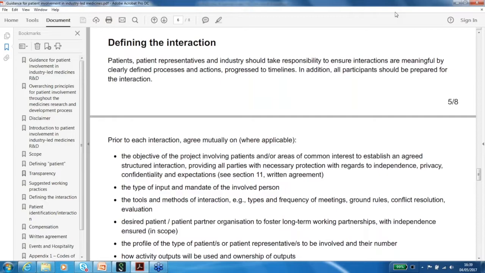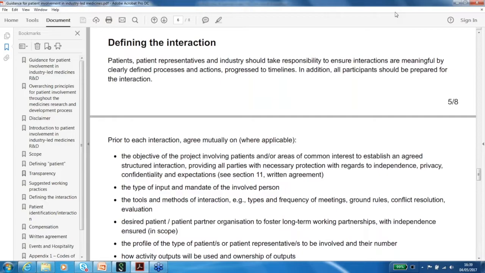Okay, happy to. So the next section I'm going to cover is defining the interaction. As you'll see here on the screen, there's a bulleted list of things that you need to consider prior to each interaction. These are basically the objective of the interaction, what the input is and the mandate, as I mentioned previously, the tools and the methods, and what the patient profile is. When I say patient profile, I mean what sort of patient are you trying to engage? Would it be a patient representative, an individual patient, groups of patients? Would they be from a specific community? Would they be adults, children, young people, etc.? So a whole gamut of considerations there.